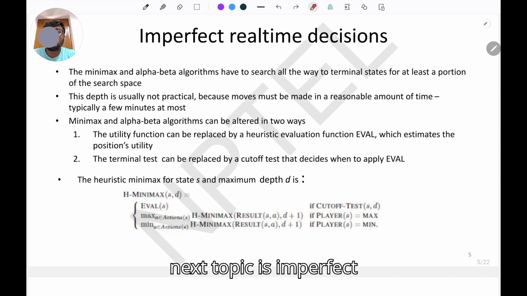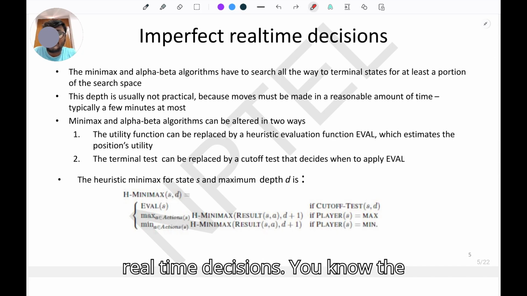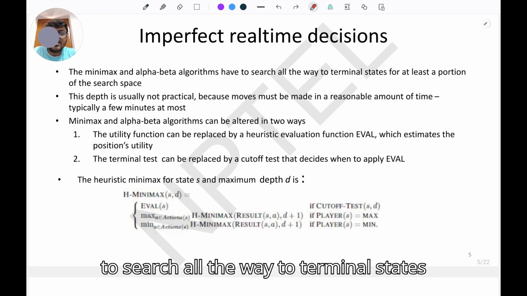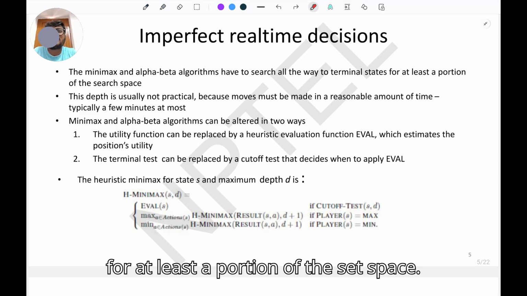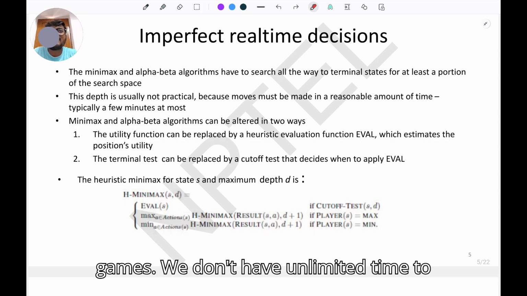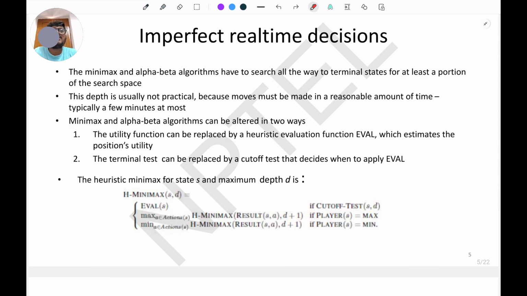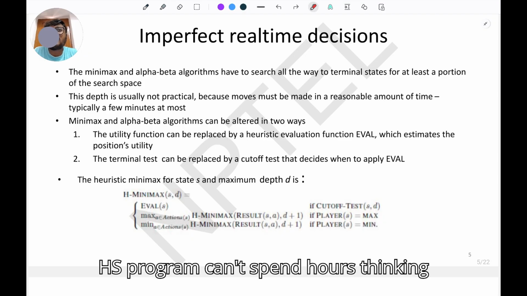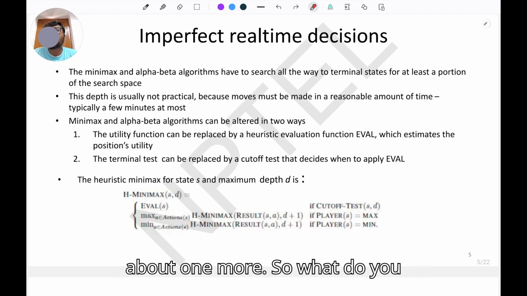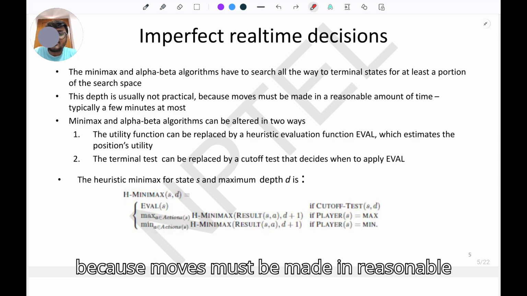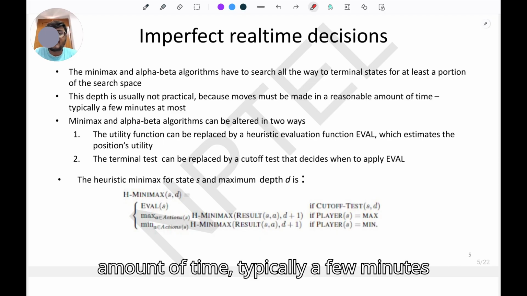Next topic is imperfect real-time decisions. The Minimax and alpha-beta algorithms have to search all the way to terminal states for at least a portion of the search space. Now let's face reality. In real games, we don't have unlimited time to search until the terminal states. A chess program can't spend hours thinking about one move. So what do we do? This depth is usually not possible because moves must be made in a reasonable amount of time.